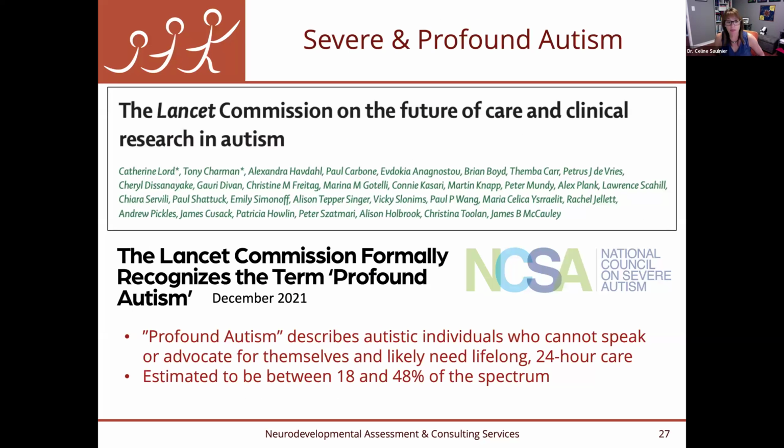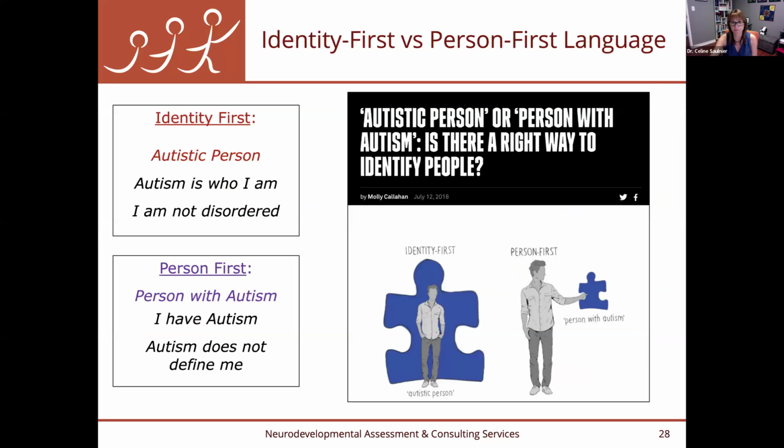So much so that the parents and family members pushed to have a subtype of severe and profound autism come back into play. And that actually did. So in 2021, the Lancet Commission formally recognized the term profound autism for those individuals who need lifelong care, 24/7 lifelong care.